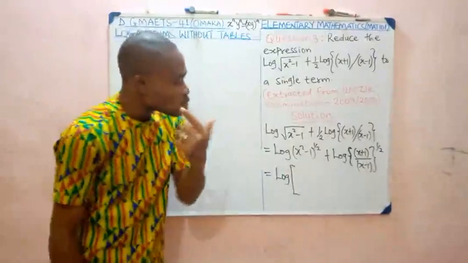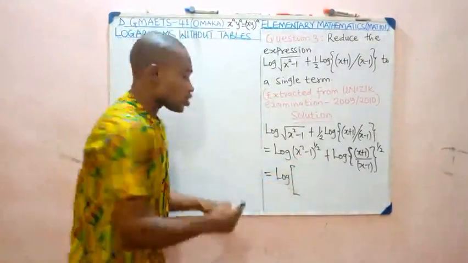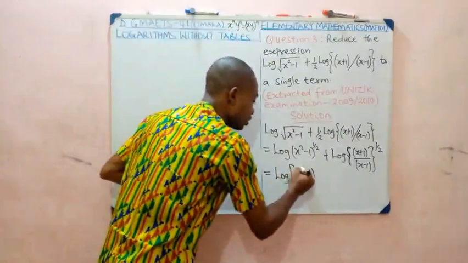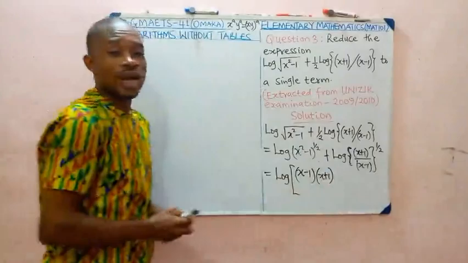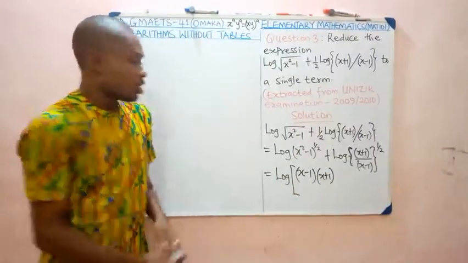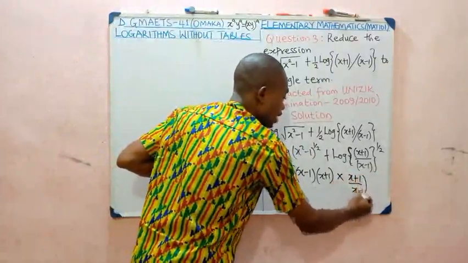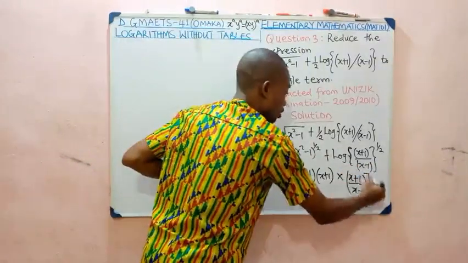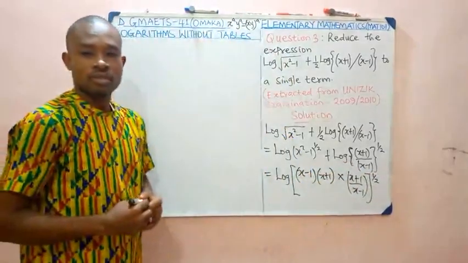And as I'm doing that, I want you to observe something. This bracket is difference of two squares. So what stops me from writing it as x minus 1 times x plus 1? This term is the same as this x squared minus 1. We actually met something like this under partial fraction and even polynomial. Then it will be multiplied by x plus 1 all over x minus 1. That is the second bracket, the second number in front of this log. Then everything will be raised to power half.